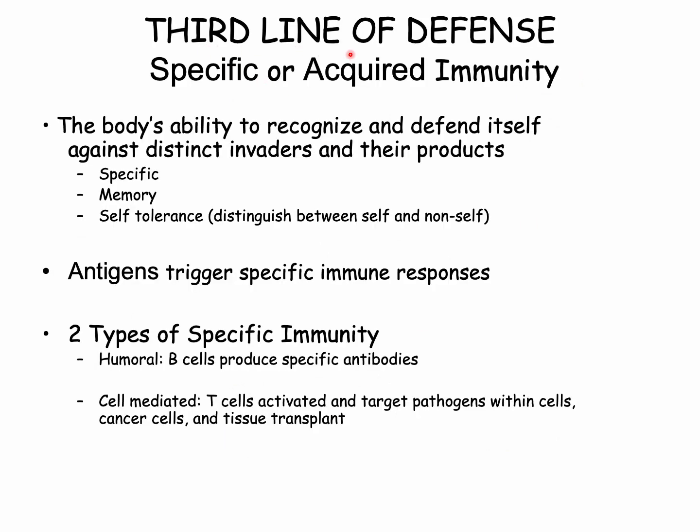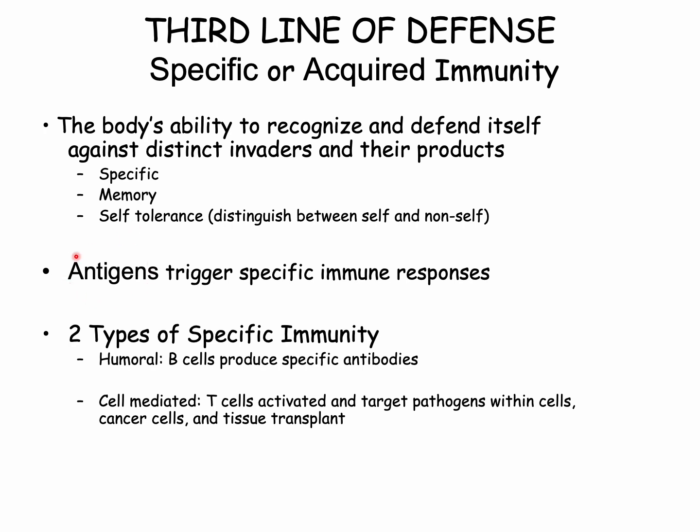Our third line of defense now includes our specific or acquired or adaptive immunity. Those are all interchangeable. And our specific, acquired, or adaptive immunity is going to be our body's ability to recognize and defend itself against specific invaders. So it's going to provide specificity for what we are attacking. It's going to provide memory, so being able to identify a pathogen that we've seen before, and self-tolerance, being able to distinguish self from non-self, which is very important so your immune system does not attack your own cells.